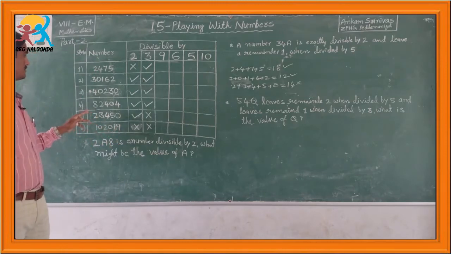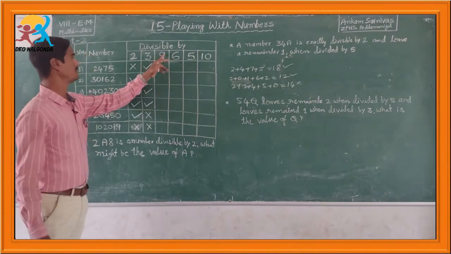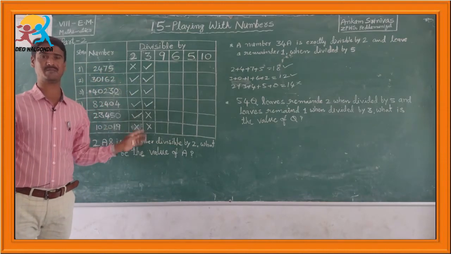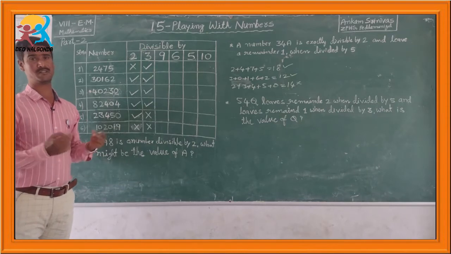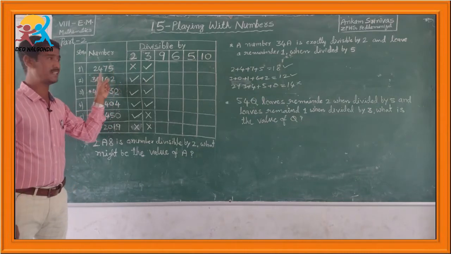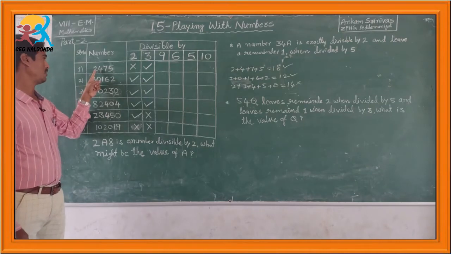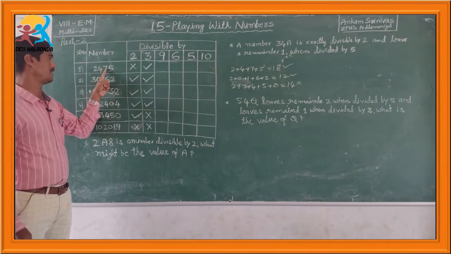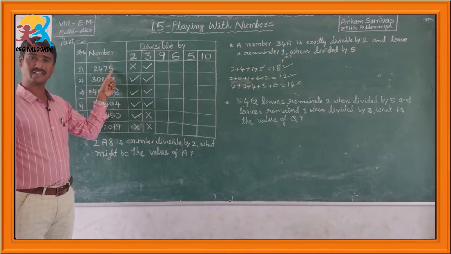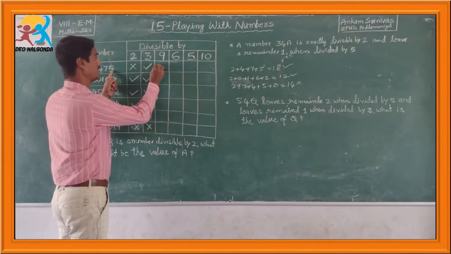Let's check here for divisibility by 9. You know that if the sum of digits of a given number is divisible by 3, the given number is divisible by 3. In the same way, if the sum of digits is divisible by 9, then the given number is also divisible by 9. Let's check the first problem. 2 plus 4 is 6, 6 plus 7 is 13, 13 plus 5 is 18. 18 comes in the 9 table. 9 twos are 18. So divisible by 9.